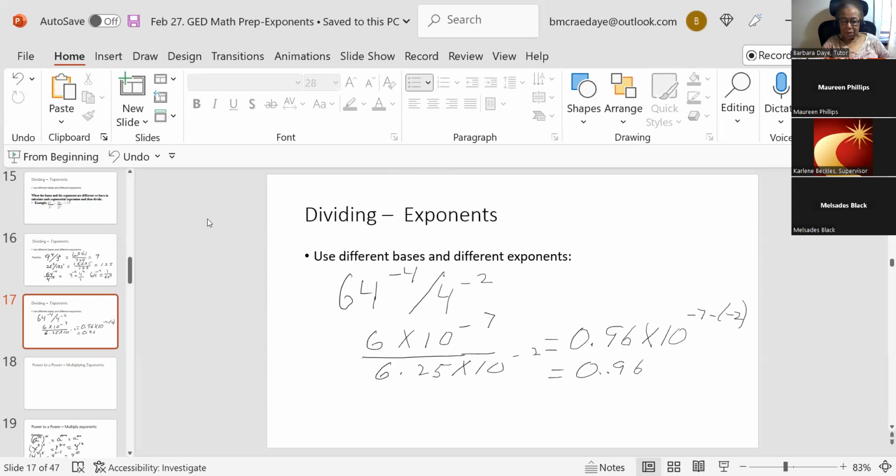Okay, put the decimal point here. We're gonna move it later. Times 10. What's a minus 7 minus a minus 2? What's that equal to? That's a plus 2 and a minus 7, so that's a minus 5. And if I increase this to 9.6, then I have to decrease my exponent. So that would be 10 to the minus 6. That's your answer.